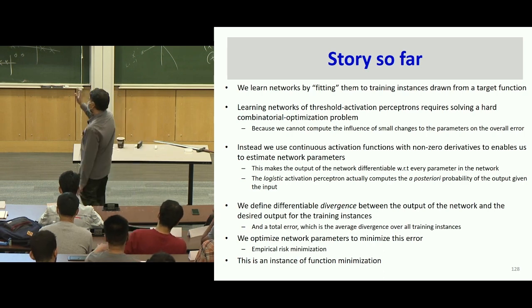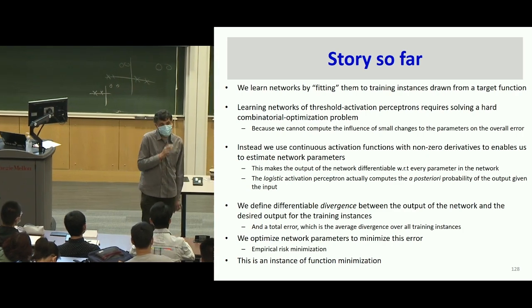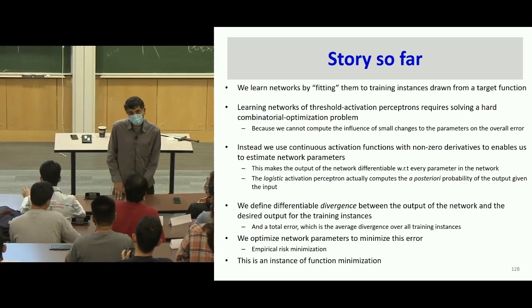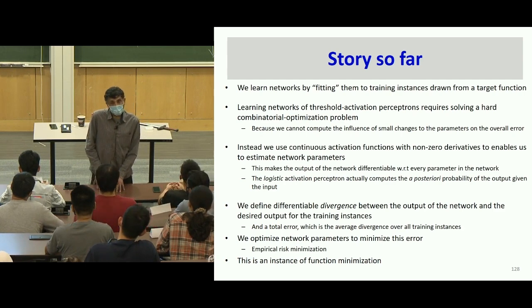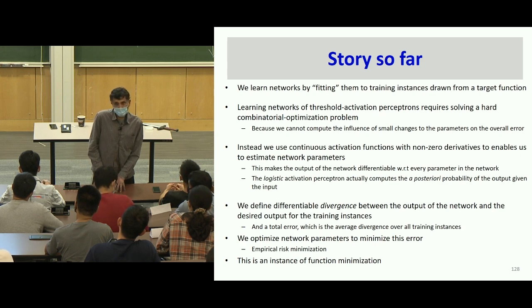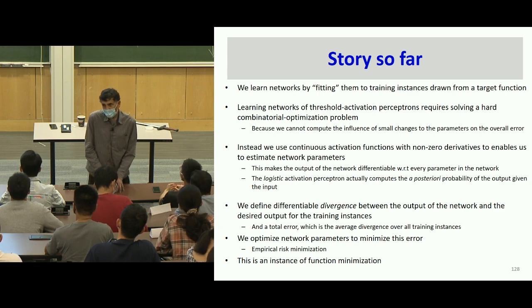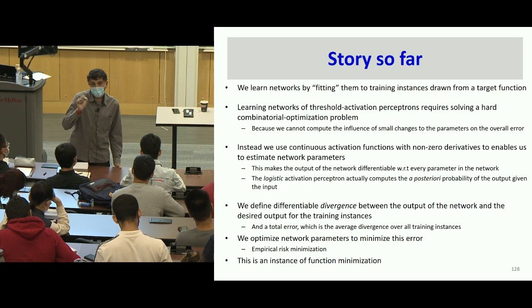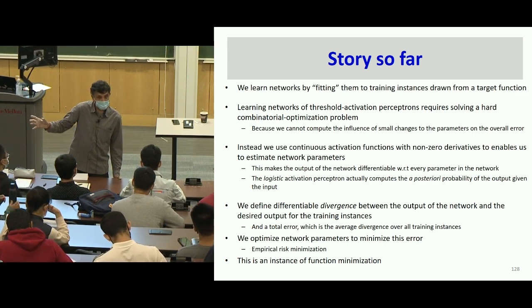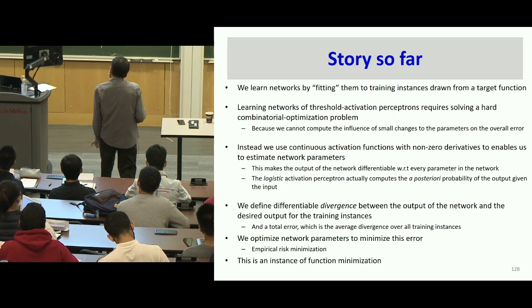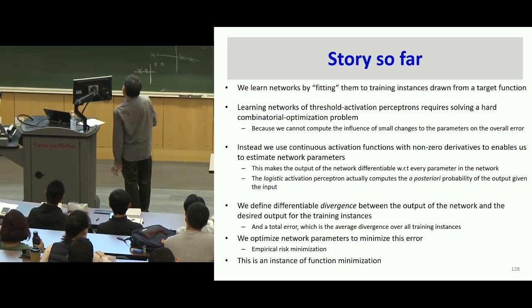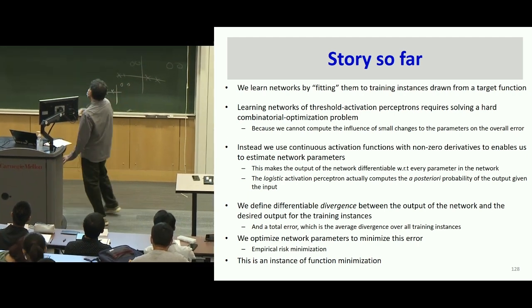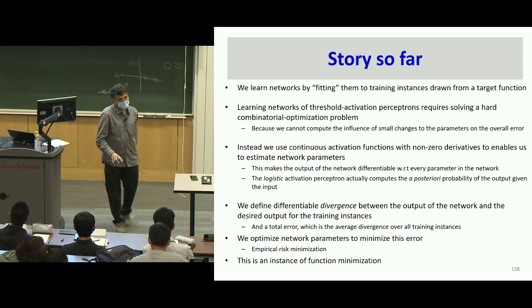By the way, there's one final point. We are going to be looking at this as a function optimization problem. There is one final requirement on the divergence that someone stated that I didn't actually make explicit. Does anybody remember what that was? It needs to be differentiable, right? You need to be able to say how much a small perturbation of the parameters changes the divergence. And so the final statement: we define a differentiable divergence between the output of the network and the desired output. The total error is the average divergence over all the training instances. We are going to optimize the network to minimize this average divergence.